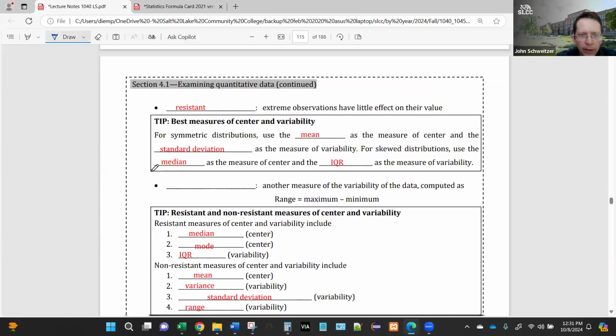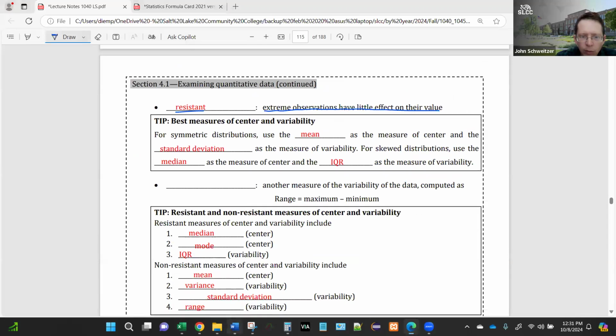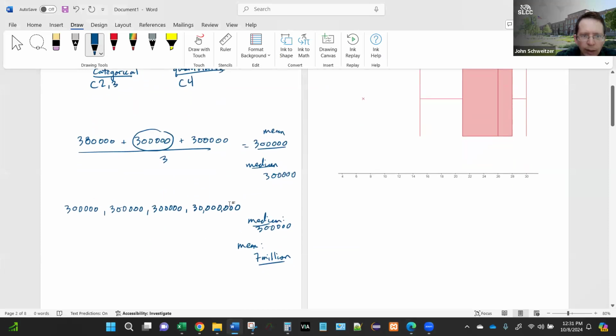Let's go back to an idea that we've discussed before, this idea of resistance. Resistance means that extreme observations have little effect on the value. So think of the housing example. That really wild $30 million house didn't change the median at all. The median went from 300,000 to 300,000. But the mean was totally wrecked by that. It went from 300,000 up to 7 million.